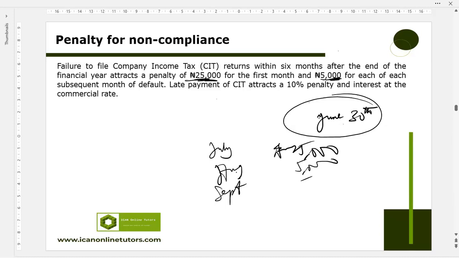September, the person never pays. You can go pay 5,000. Okay, October, I never pay, plus 5,000. November, I never pay 5,000. So that's how we continue to accrue until the person clears off all the debts.